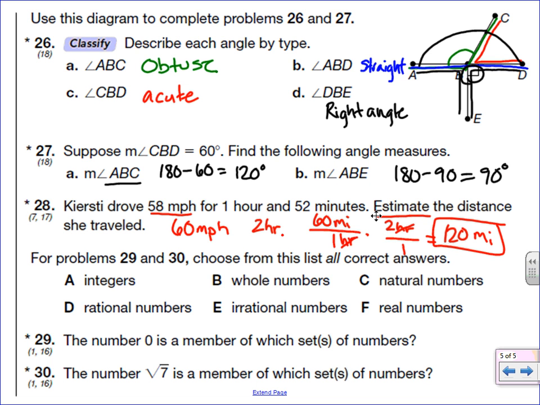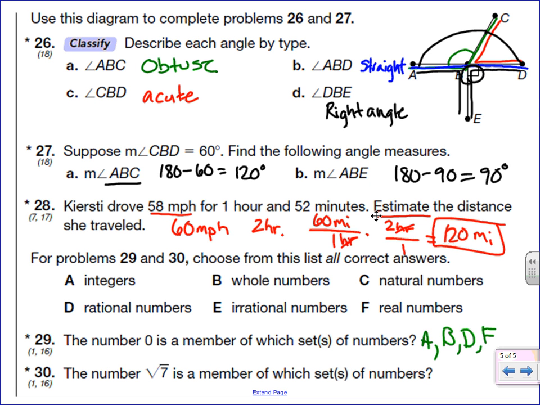So the number 0 is a member of which set of numbers? Well, it's an integer. It's a whole number. It's not a natural number. You don't include 0 when you count. It's a rational number. It's not irrational. And it's a real number, because that includes all of those.